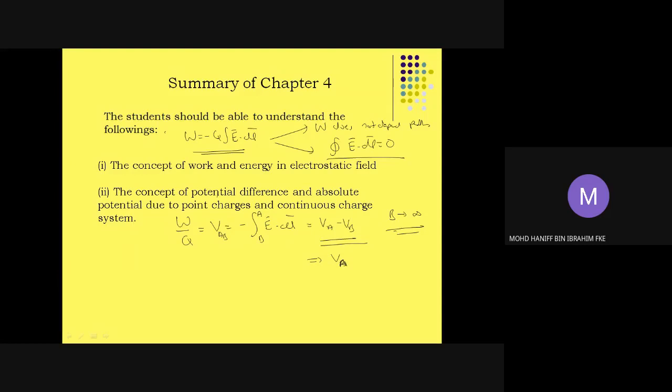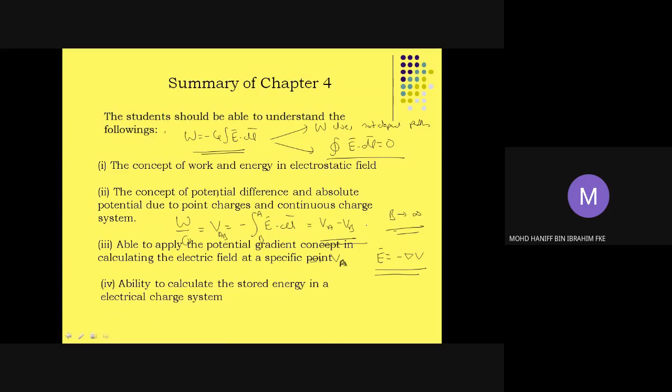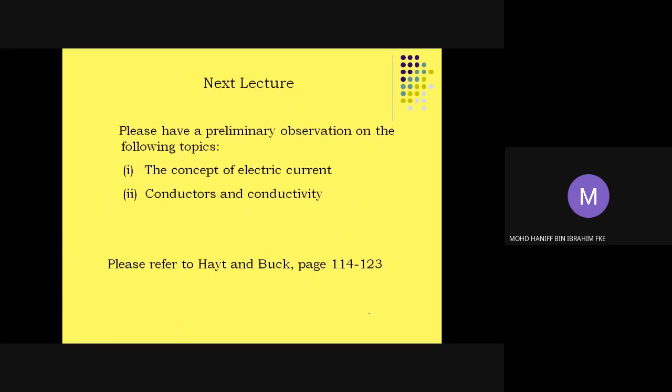Number 3 is about the concept of potential gradient, which enables us to find the electric field intensity, E equals negative grad of V. We have learned that the gradient depends on your coordinate system. And finally, the topic we have just covered is calculation of the energy in the electric charge system, in which we have the equation of half integration of D dot E dV. We did 2 examples related to this calculation of the stored energy in the charge structure. Okay, so that's the end of chapter 4.